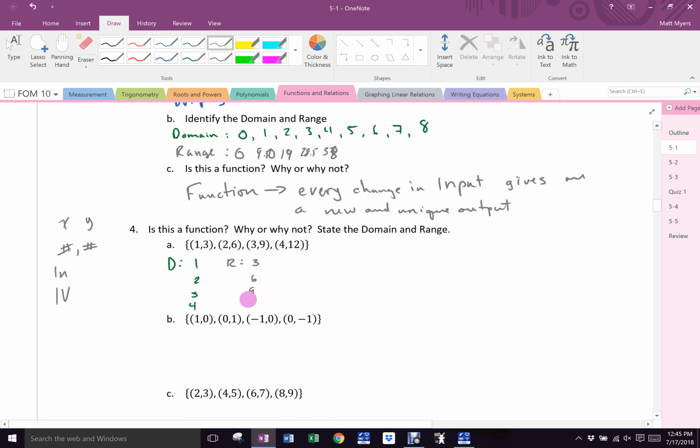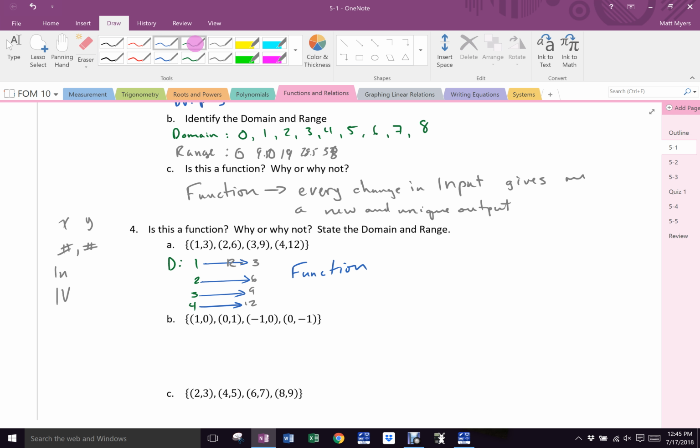3, 6, 9, 12. Check if it's a function. 1 takes me to what? 3. And only to 3, right? 2 takes me to what? 6. And only to 6. 3 to 9, 4 to 12. So this is a function or relation? Function. Okay. Y, same thing. Every input, one output.